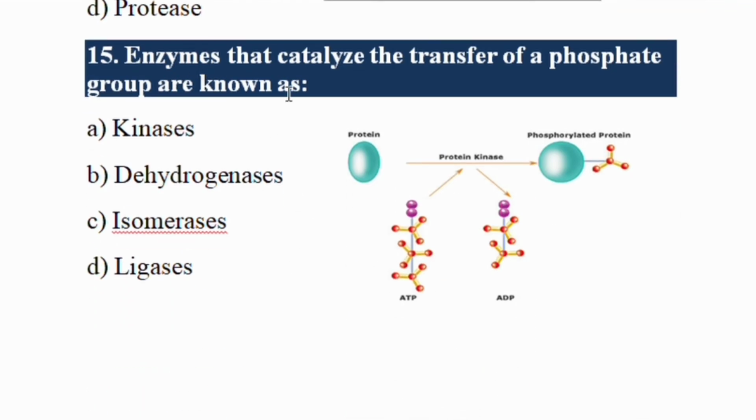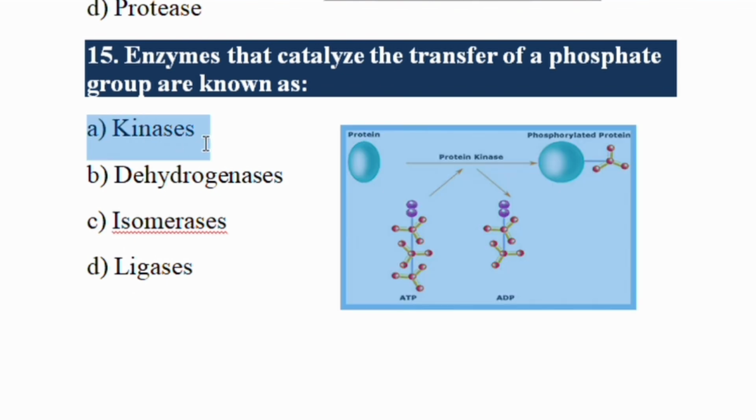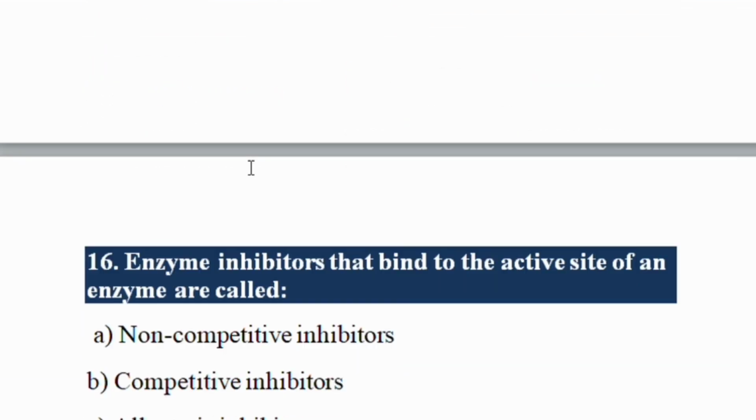Enzymes that catalyze the transfer of a phosphate group are known as alpha kinase, beta dehydrogenase, Charlie isomerase, and delta ligase. Here the right option is kinase.